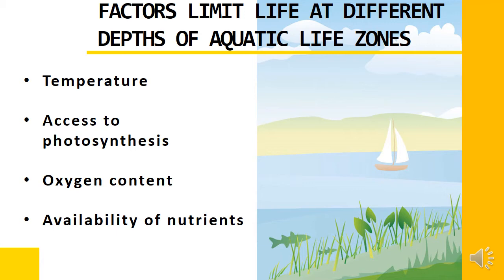Most aquatic life zones can be divided into 3 layers: surface, middle, and bottom. Here are the important environmental factors determining the types and numbers of organisms found in these layers. First is the temperature, access to light for photosynthesis, oxygen content, and the availability of nutrients such as carbon, nitrogen, and phosphorus for producers.